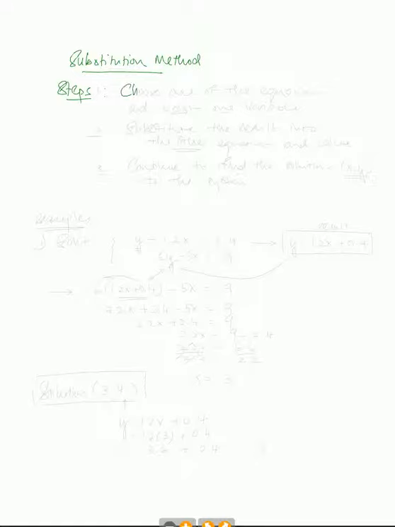So choose one of the equations and isolate one variable. Okay, so most of the time the variables are x and y. So basically what that means is you have to either get x alone or you have to get y alone. Okay, so you have to isolate one variable.